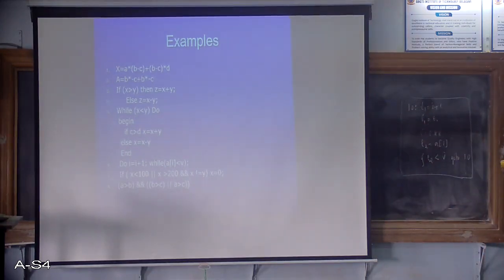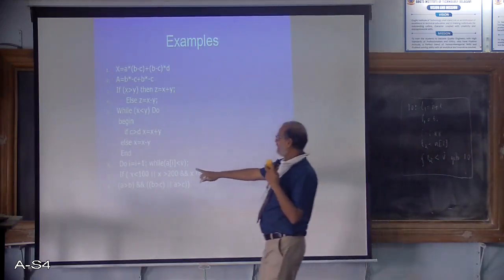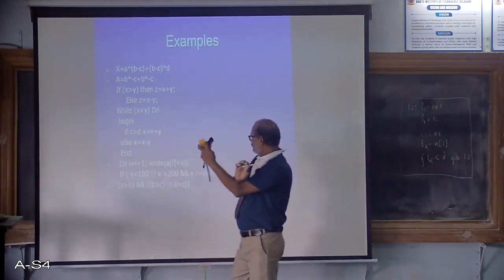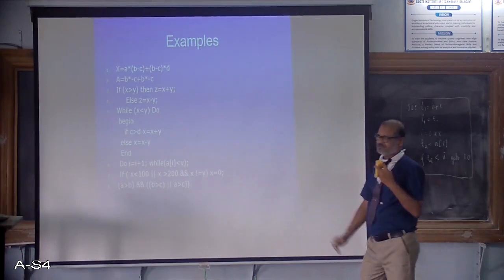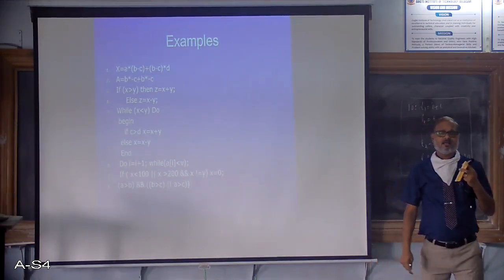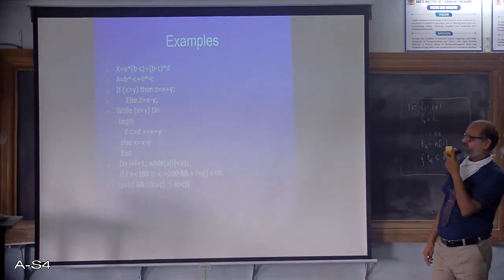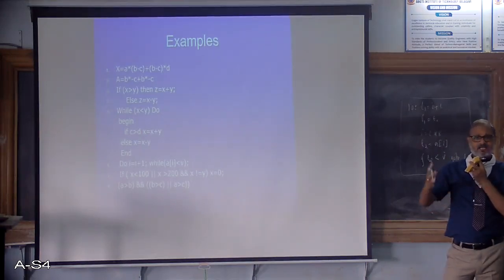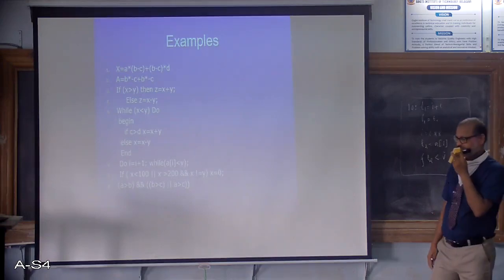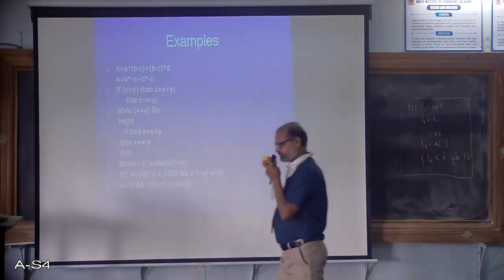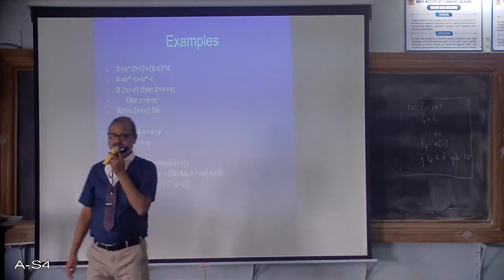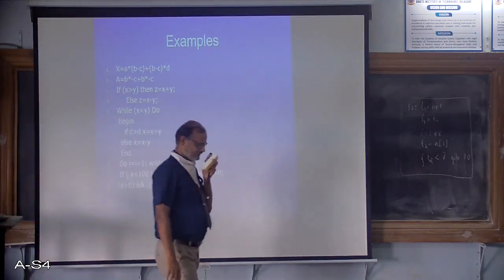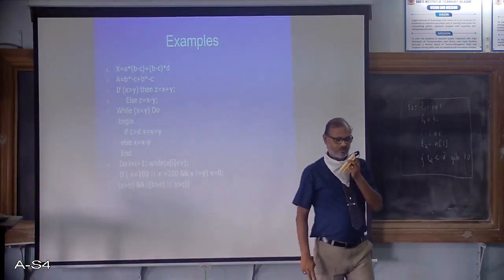So tomorrow we will discuss the other examples, and then we'll see how these three address codes are represented internally by the compiler. You have three types of representations. One is quadruple representation, another is triple representation, and the third one is the indirect triple representation. Okay, thank you very much.